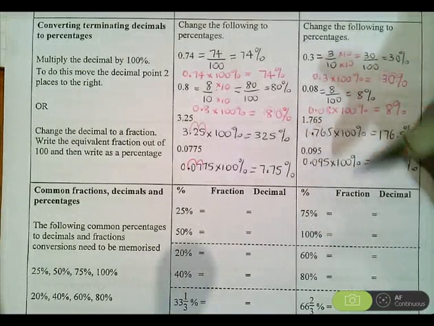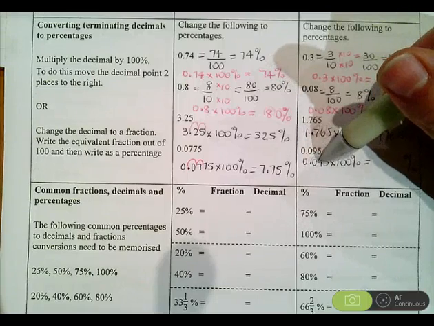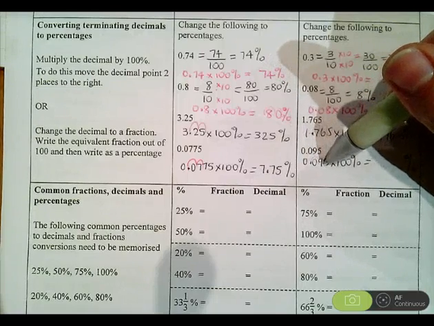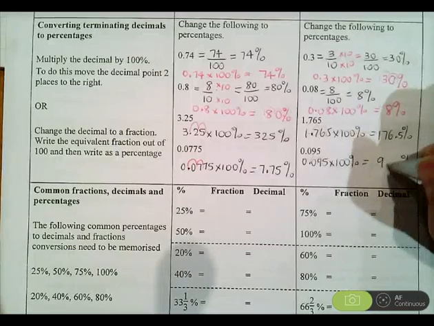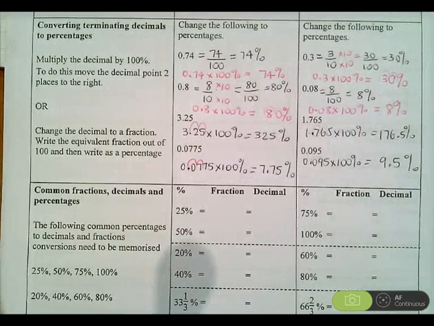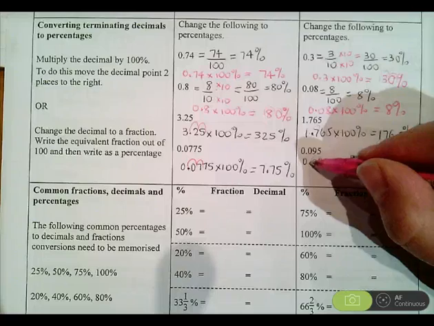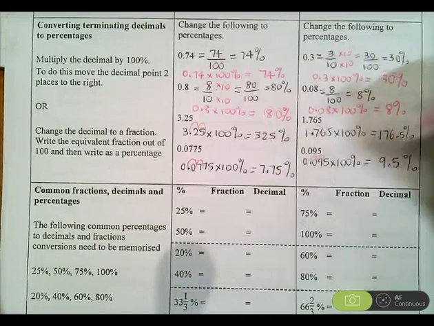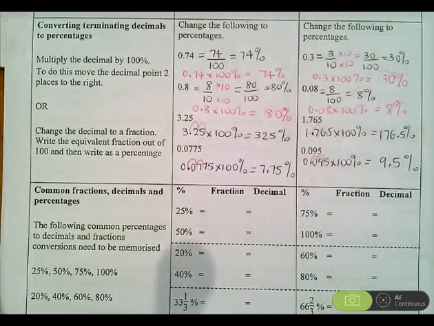And again, moving the decimal point 2 places to the right, it'll end up between the 9 and the 5, and you'll end up with 9.5%. Okay, so I'll just show how it jumps 1 place, 2 places. Okay, all right, now for the last section.